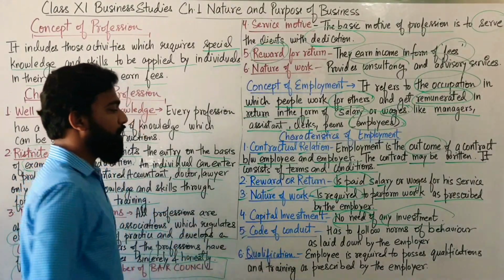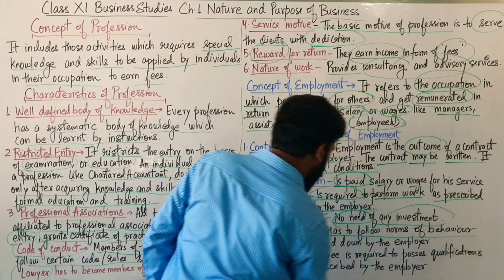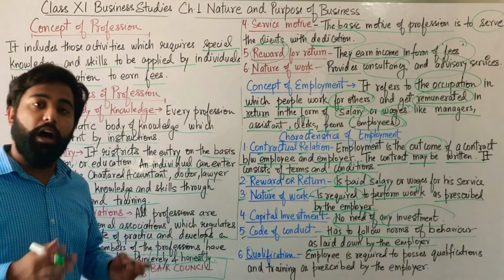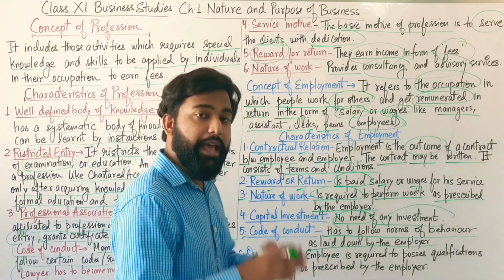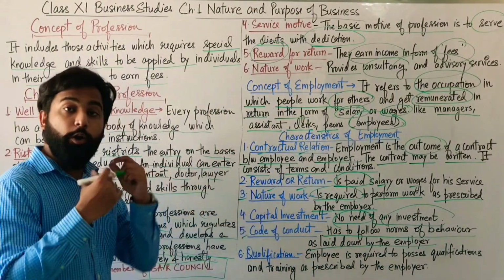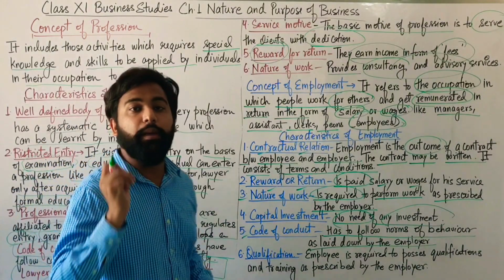Next one, code of conduct. Employees have to follow norms of behavior as laid down by the employer. What is the code of conduct? How do they perform their duties? As per the guidelines, as per the norms, as per the contract by the employer.